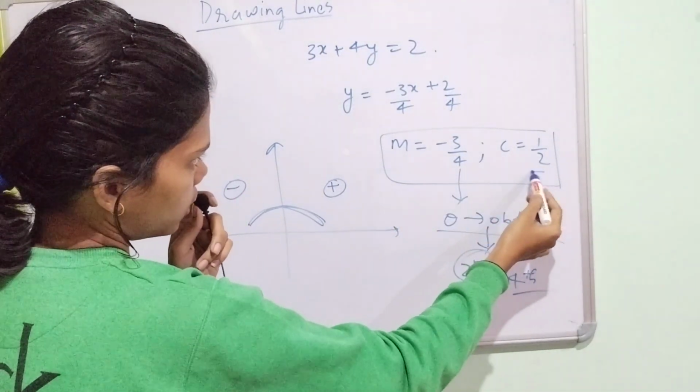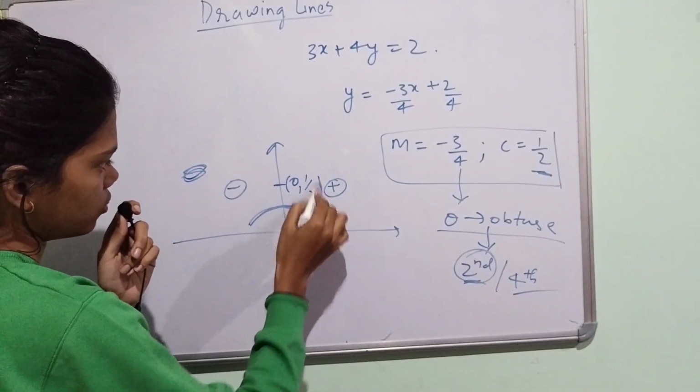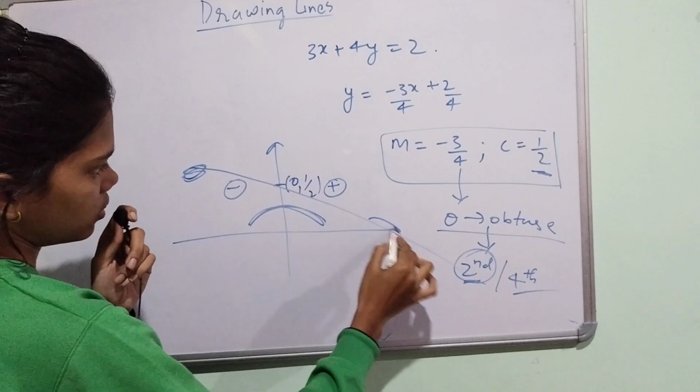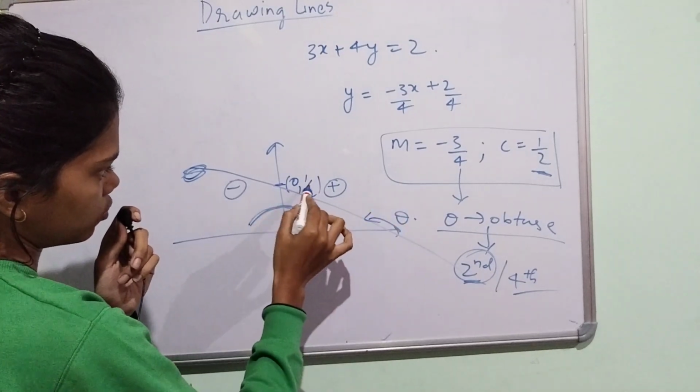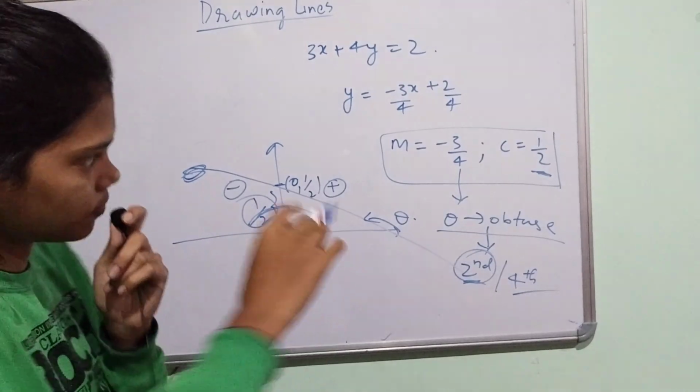And what is the y-intercept? It is half. Suppose here this point 0 comma half. So it will go like this. See, theta is obtuse and it is passing through 0 comma half, as the y-intercept is half.